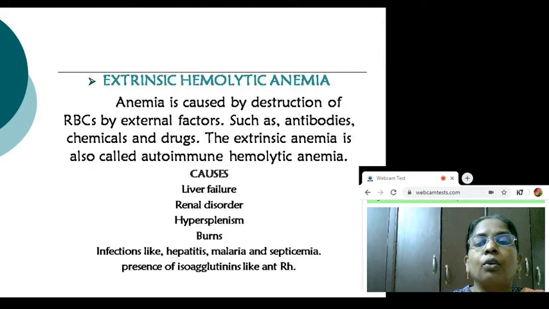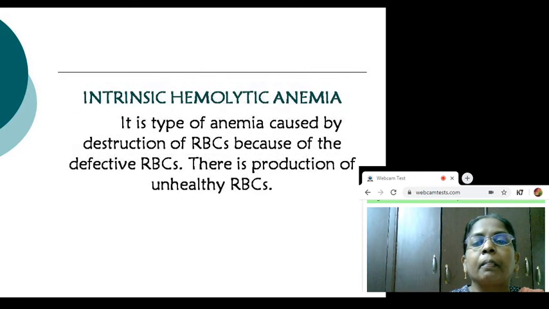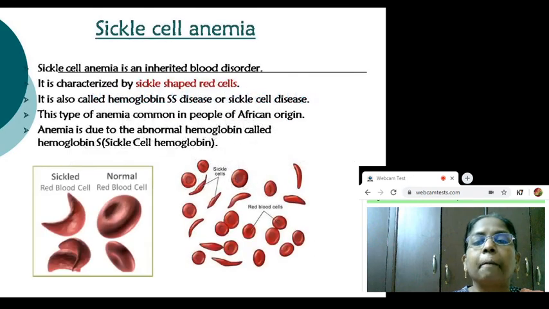The causes include liver failure, renal disorder, hypersplenism, burns, infection, hepatitis, malaria, septicemia, all those things. Intrinsic means inside the body, that is destruction of RBC because of defective RBC. There is production of unhealthy RBC. That is, it occurs inside the body. That's why it's called intrinsic hemolytic anemia.